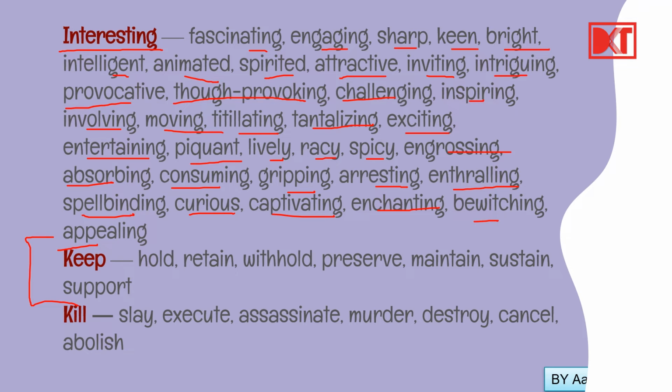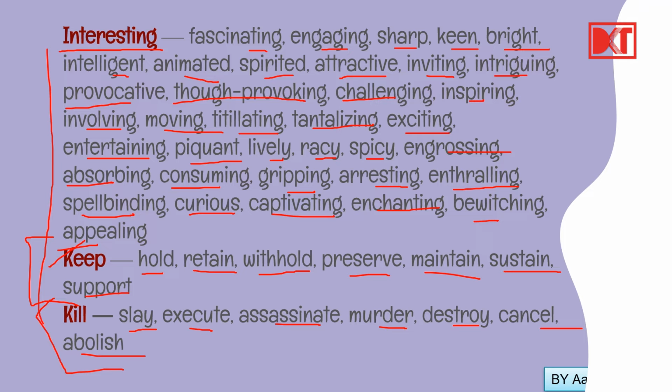Right. The other word keep, hold, or retain, or withhold, or preserve, or maintain, or sustain, or support. Other one could be to kill, slay, or execute, or assassinate, or murder, or destroy, or cancel, or abolish. Right? So many synonyms.